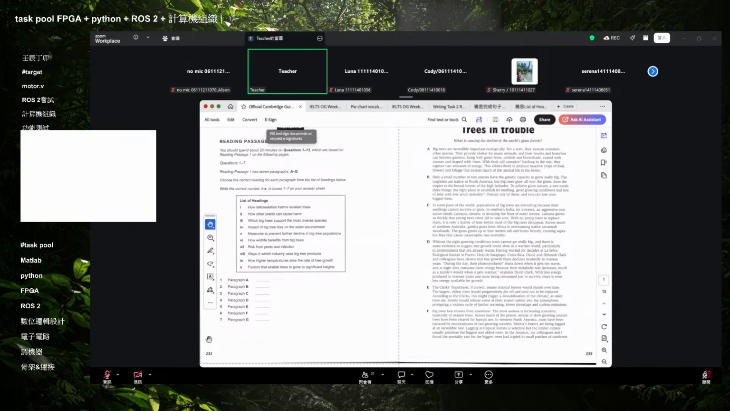On the first page, we usually have a setting as the list of headings. We need to choose from this general list. And then we have 7 different paragraphs to match. But if we look at the options we have at hand, we are seeing from number 1 to number 10. Okay, so there are 10 of them, but we only have 7 as the maximum of the questions.